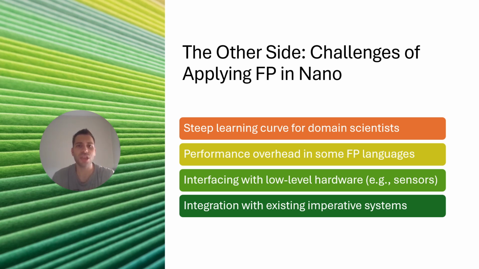Second, some functional languages can introduce extra runtime overhead in high performance or real-time applications like nanorobotics. This added cost might be unacceptable where speed and efficiency are non-negotiable. Lastly, many existing nanotech tools and simulation frameworks are written in imperative languages.